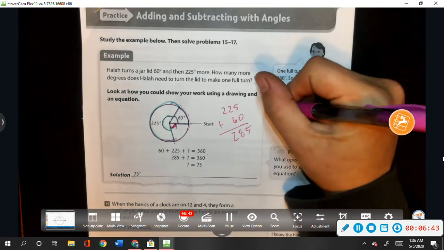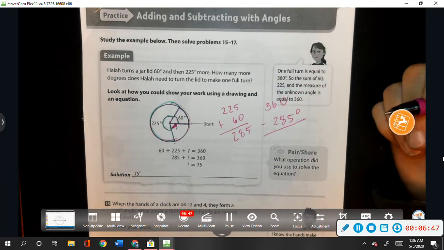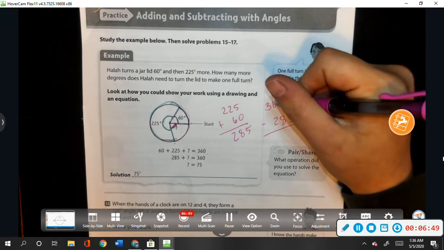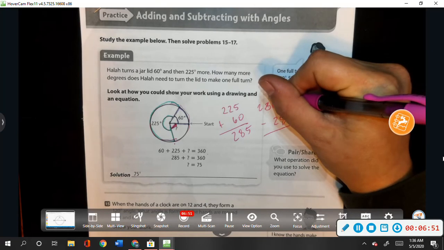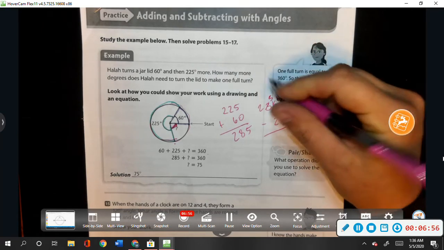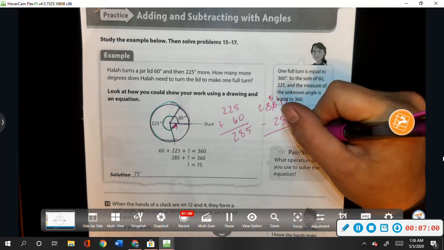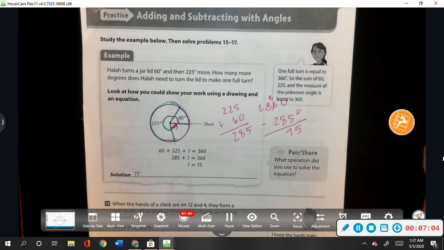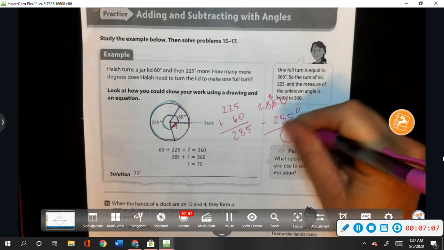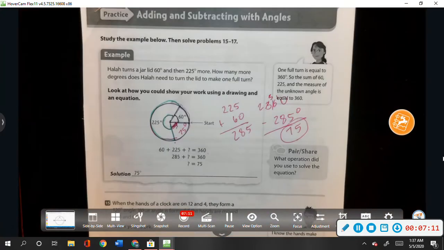So we're going to subtract 360 minus 285. We would have to borrow. That would turn into a 5. Here we go. 15 would be 75. So this angle here is going to be 75 degrees.